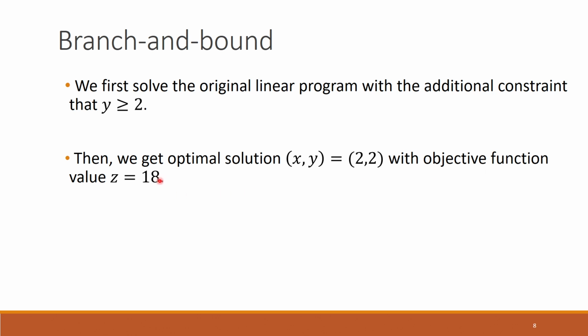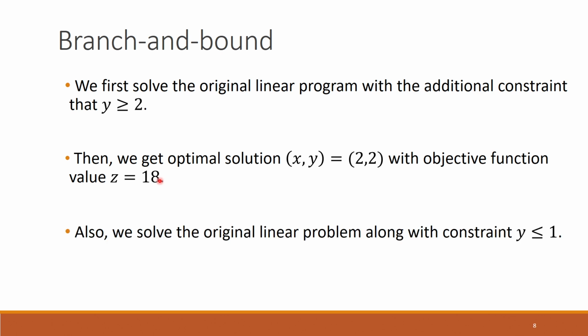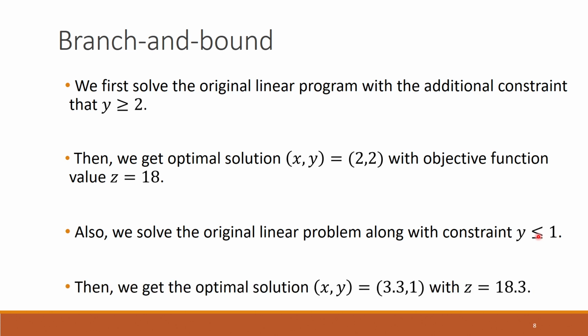This optimal solution can be obtained by looking at the corners of the feasible region of this linear program, because it is a small linear program, so the number of extreme points or corner points is not that many. Similarly, we can solve the linear programming relaxation with the original constraints plus the constraint y less than or equal to 1. Then we get this optimal solution, 3.33 comma 1 with z equal to 18.3. These are approximate values. This is actually 3.333, and the z value is 18.33, but approximately we have written it like this.